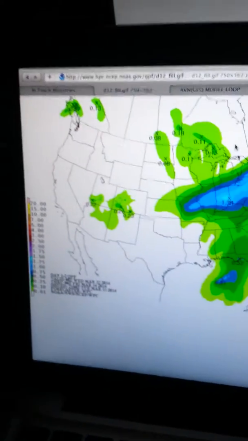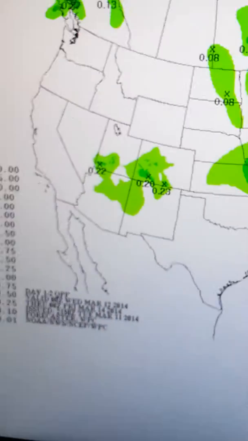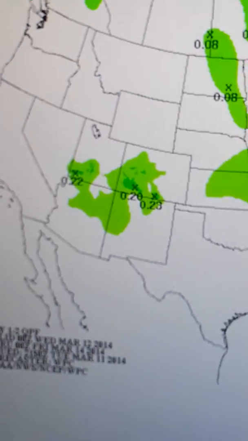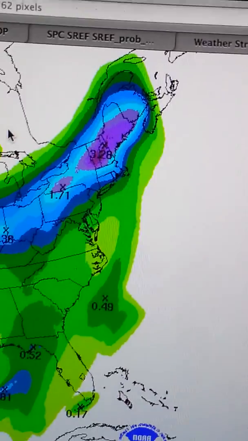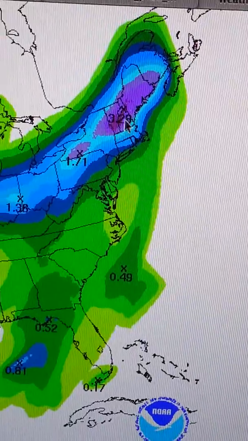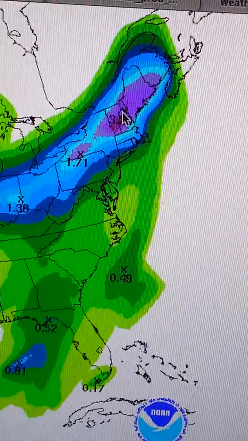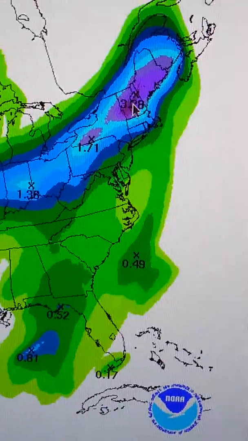This is your liquid equivalent forecast from Tuesday to Thursday evening. Take a look at this. So, in the form of snow, this area over here is going to receive up to 3 inches of liquid. So if it was to rain, you would get 3 inches of rain in this area.